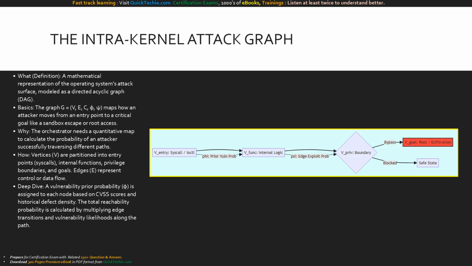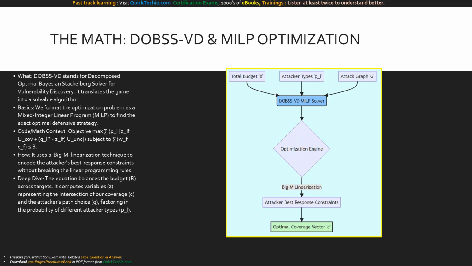VCAO analyzes millions of these interconnected paths simultaneously. Now we arrive at the heavy mathematical lifting, DBSSVD. This stands for Decomposed Optimal Bayesian Stackelberg Solver for Vulnerability Discovery. We format our game theory into a mixed integer linear program, or MILP. This is a class of mathematical optimization that allows us to find the absolute best defensive strategy under strict resource constraints. Let's look at the math context.